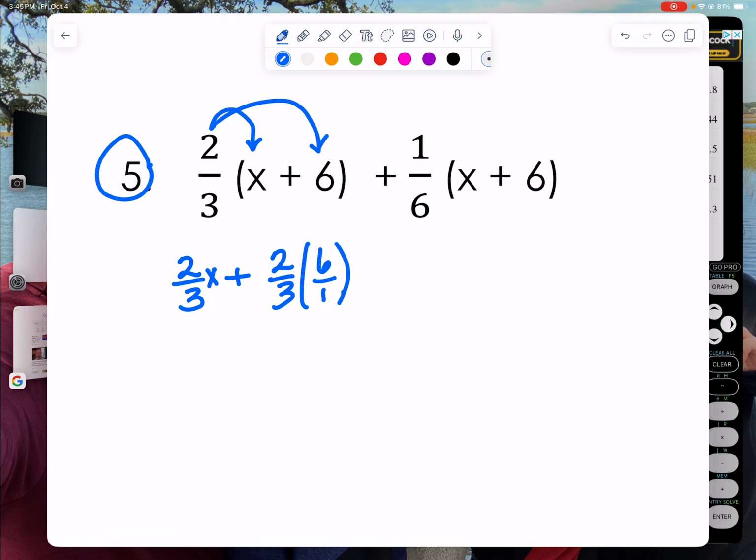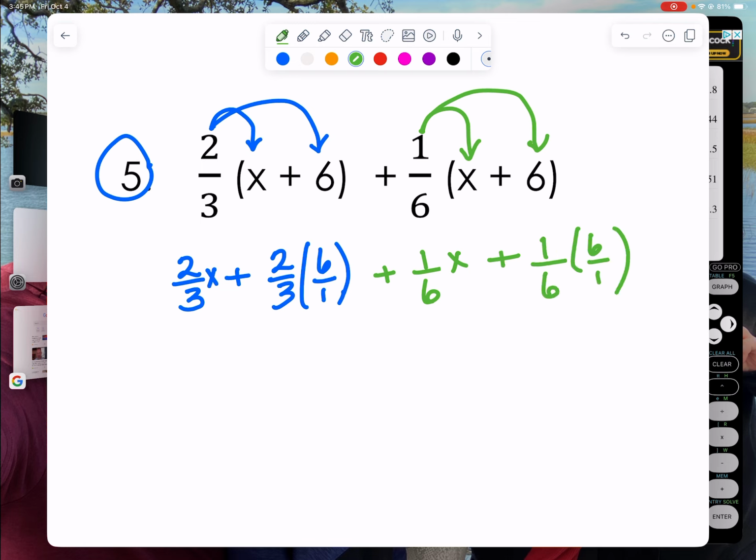The next one is 1/6 times x plus 6. So I'm going to distribute my positive 1/6. So I get 1/6 x, and then I'll do 1/6 times 6. So I get positive 1/6 times 6, and again you could do 6 over 1 if you want to, since we've got fractions. Notice that some of my fractions actually will cancel.